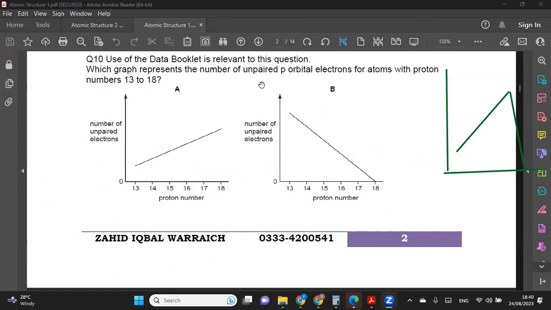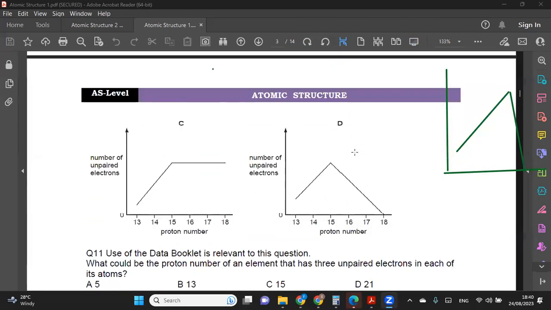Option A doesn't match our answer. Option B doesn't match our answer. We have option C and option D. And option D is exactly like the graph we just made. From 13 to 15, it increases until it reaches the maximum at 15, and then it comes down. And at 18, there are no unpaired electrons in the p orbital. So the answer is option D. Making sense?